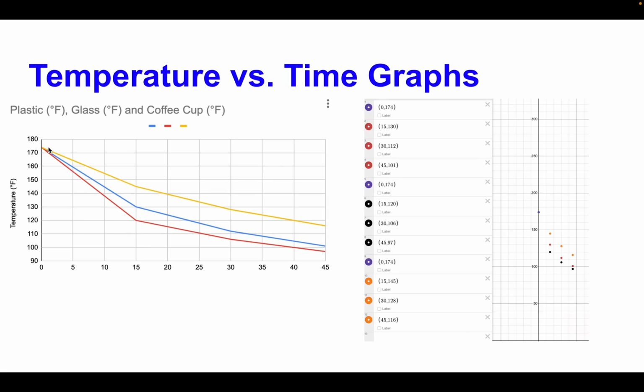You see right here the yellow line is the coffee cup, the blue line is the plastic, and the red one is the glass one. And here I have those results in Desmos. You can really see the differences here. The glass cup drops down pretty fast, the plastic one is kind of in the middle, and the insulated cup holds the heat the best, which is the flattest one.